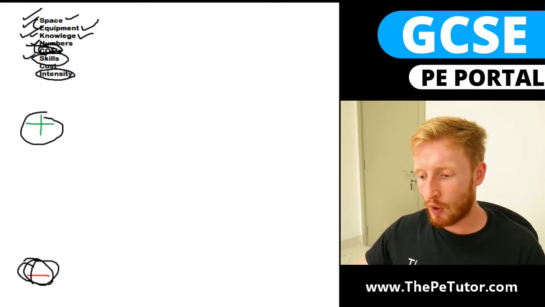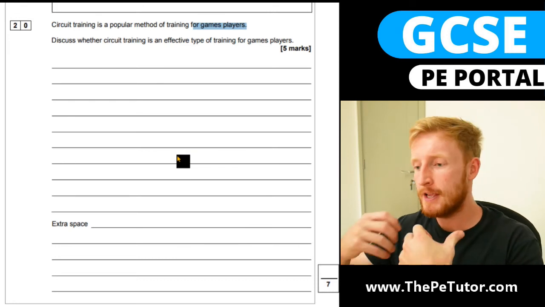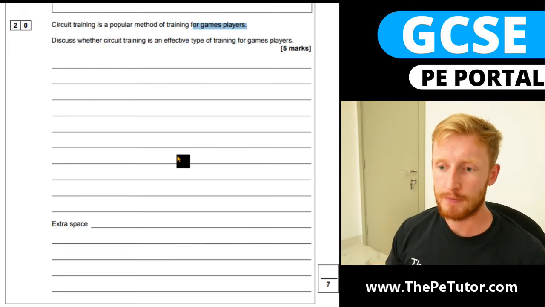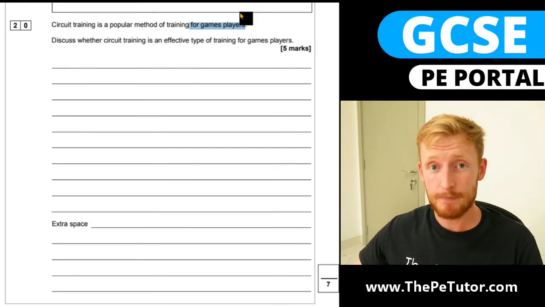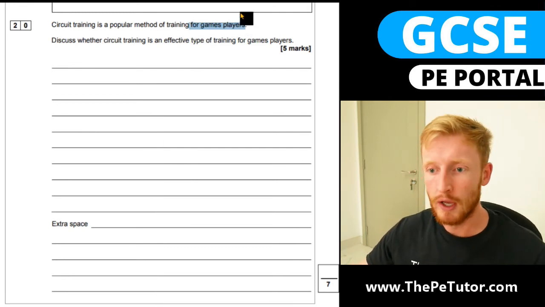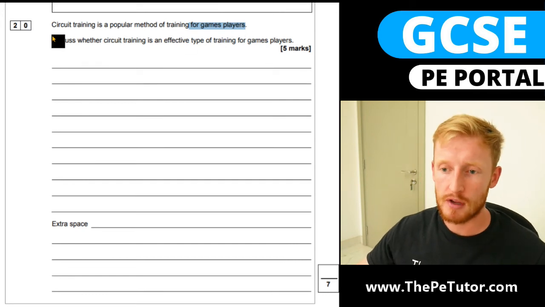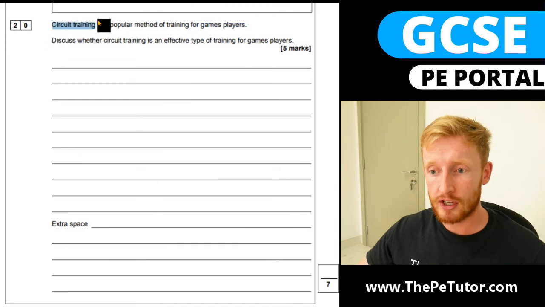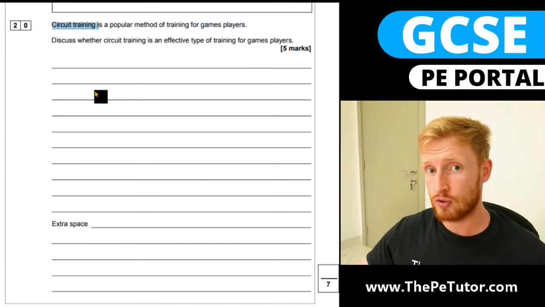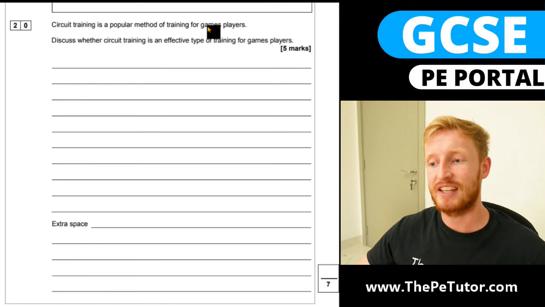So in your exam question, so long as you state the factor that you're about to discuss and then apply it to a games player, and it's noteworthy, if it carries some weight, if it's logical, then you're going to pick up your AO3 marks. But you need to be applying it for games players. Don't just talk about what circuit training is and some possible benefits or drawbacks. You need to be applying it to games players.